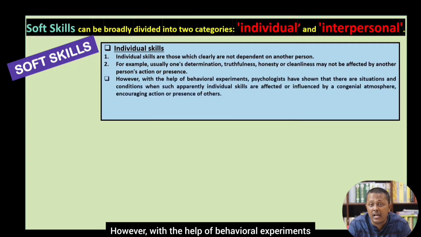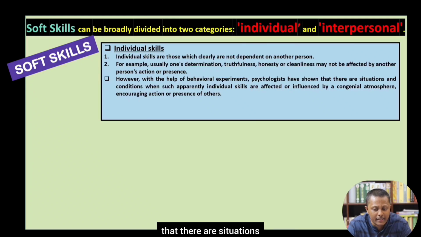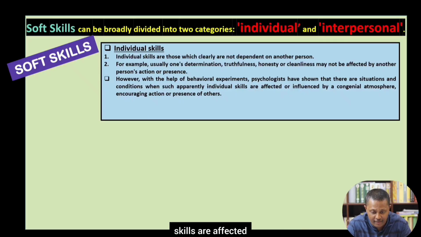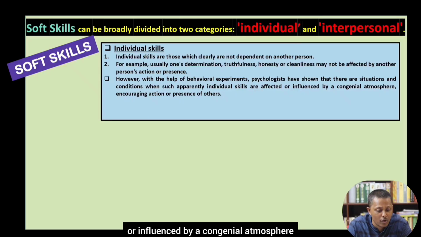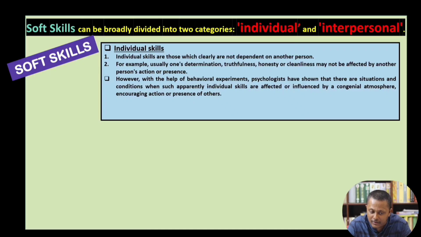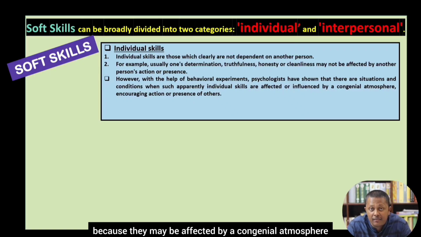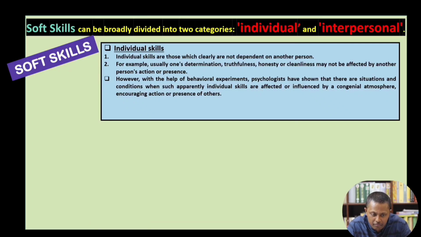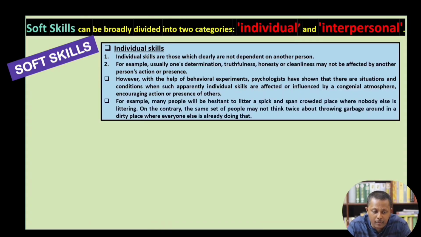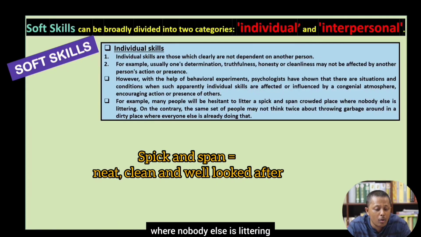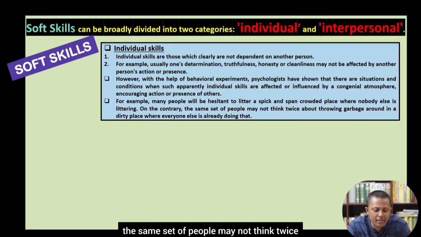However, with the help of behavioral experiments, psychologists have shown that there are situations and conditions when such apparently individual skills are affected or influenced by a congenial atmosphere, encouraging action or presence of others. So, behavioral experiments are important because skills may be affected by a congenial atmosphere. And how? Let us give an example. Many people will be hesitant to litter in a spick and span crowded place where nobody else is littering. On the contrary, the same set of people may not think twice about throwing garbage around in a dirty place where everyone else is already doing that.